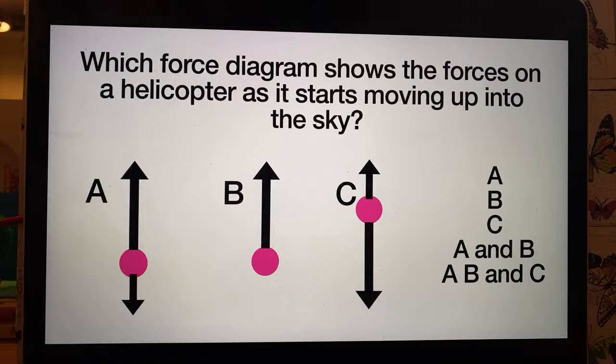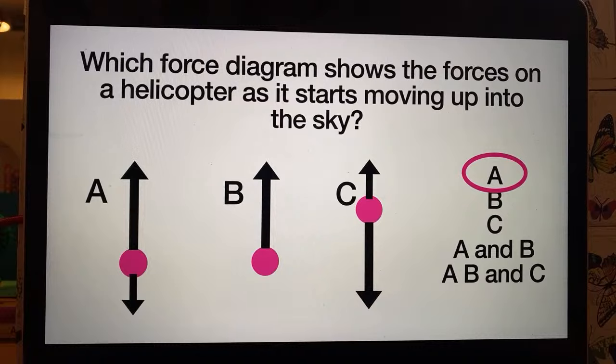Six, five, four, three, two. The answer is, I was really hoping I was going to catch you out. I was hoping that some of you would have written A and B. It's just A. It has to be just A because everything has weight.